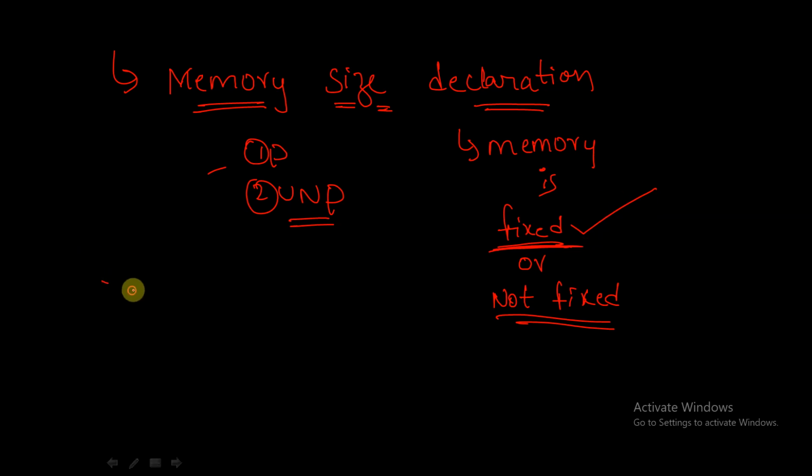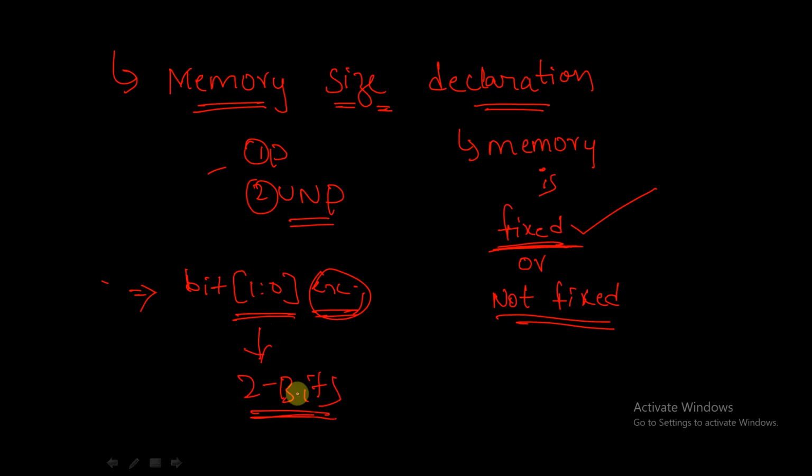If you declare a packed array or unpacked array, suppose you have declared bit [1:0] ex. Here ex is a packed array of size 2 bits. That's it. It is fixed. You cannot change the dimensions of the array once it is declared. So these are fixed dimensions. Packed arrays as well as unpacked arrays are of fixed dimensions. Remember this point. We will discuss this point by comparing with dynamic arrays and queues. That's what I wanted to tell you.